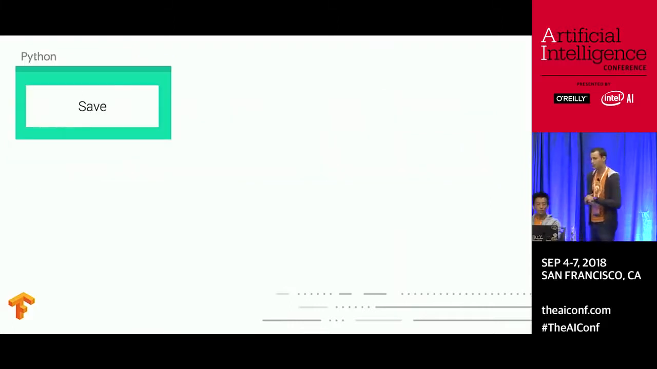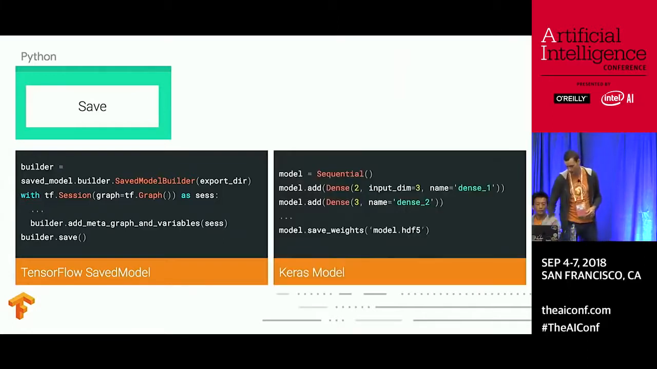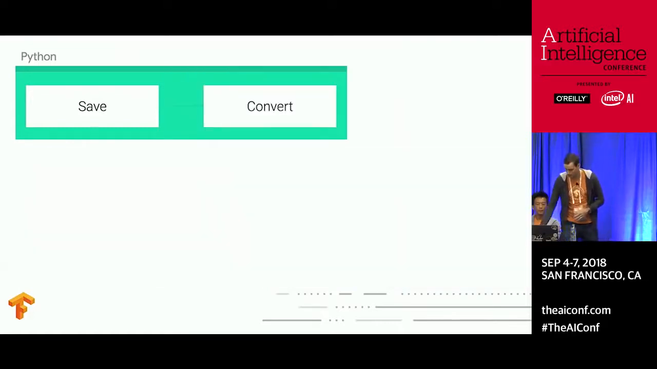First step, once the model's been trained, we save it. There's a few different paths for doing this. There's the traditional TensorFlow SavedModel API. And then we also support Keras as well. So this is a sequential MobileNet model for Keras.